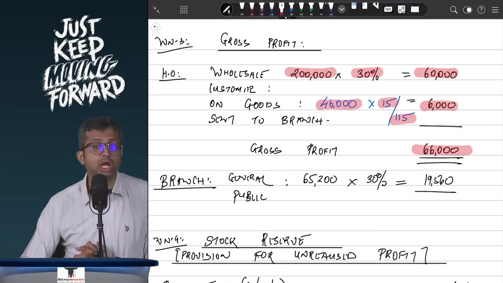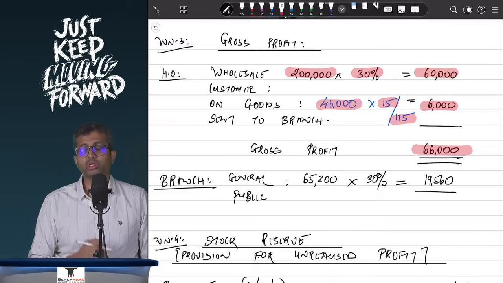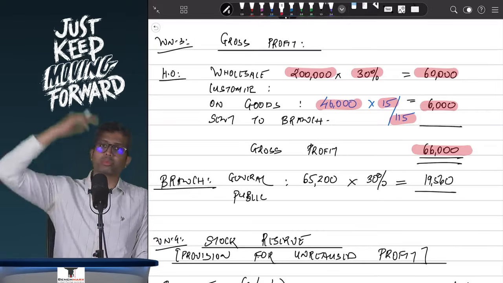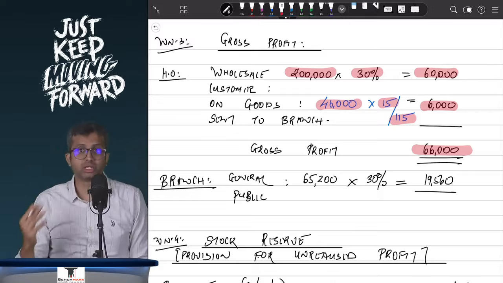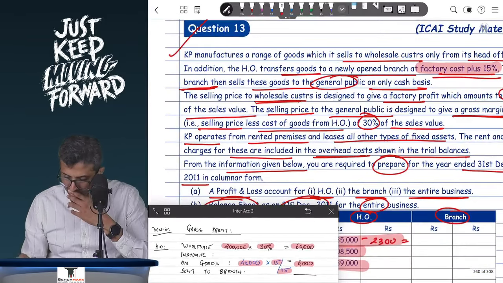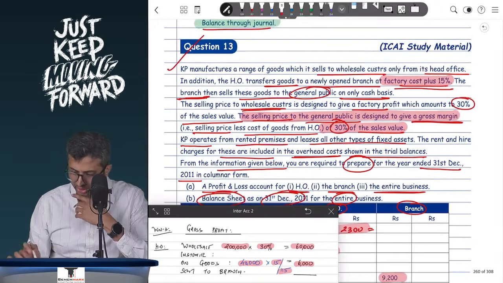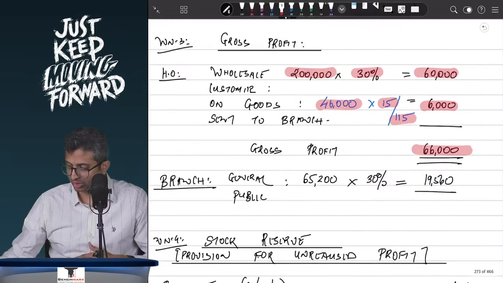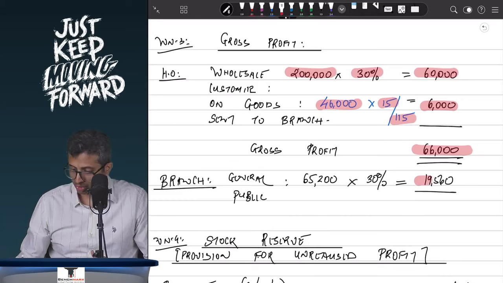Now for the branch, the total sales are 65,200. Now these are sold to ensure that the total profit is around 30%. So as you can see over here, they have told that the selling price to the general public is designed to give a gross margin of 30% of the sales value. So for the branch as well, you will take 65,200 into 30%, which comes to 19,560.